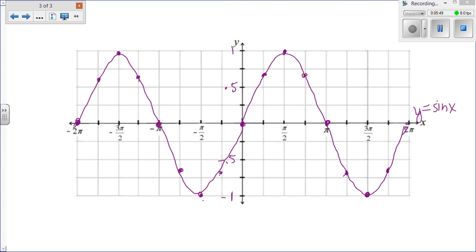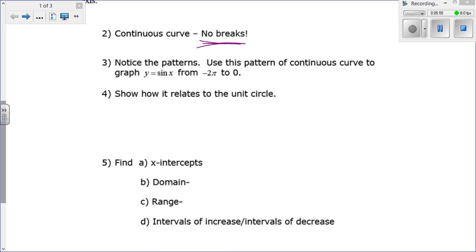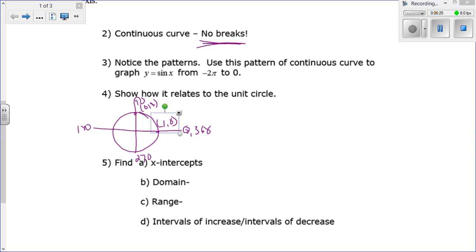What I want you to do is go back here to our first page. And we're on number 4. Show how this relates to the unit circle. Well, here's my unit circle. And 0 and 360. And this is 90, 180, 270. This is the point 1, 0, the point 0, 1, the point negative 1, 0, and the point 0, negative 1.